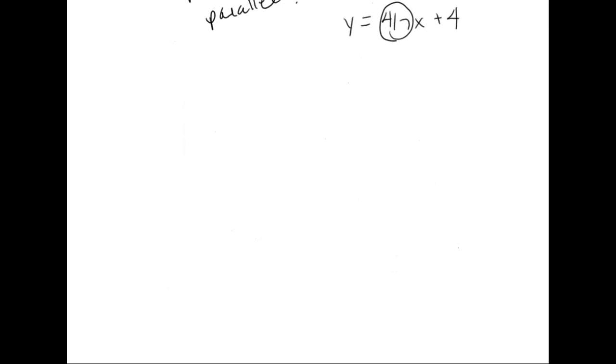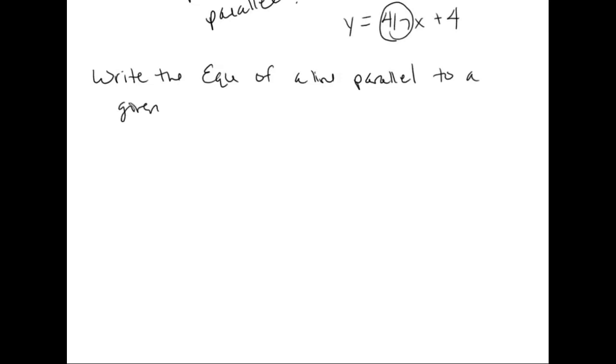What if you have to write the equation? So now let's say I'm going to write this out. We want to write the equation of a line parallel to a given line and passes through a given point. All right, what does that all mean?